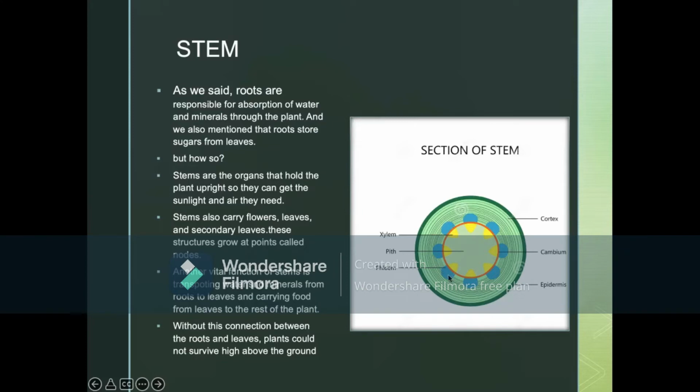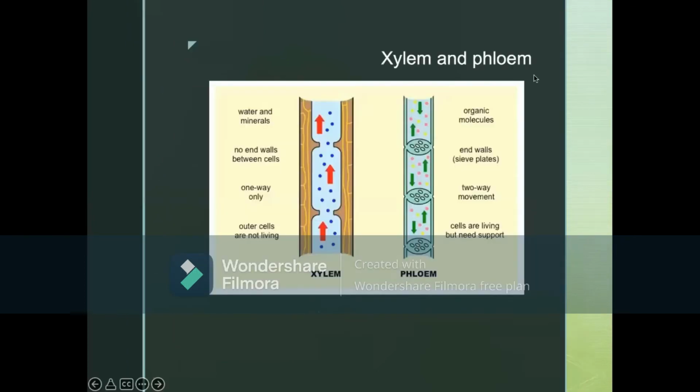While we have the phloem, which points outwards, and this is responsible for the transport of nutrients and sugars from the leaves down to the roots. Since we have phloem and xylem in the roots, the stem, and the leaves, the transport is possible between those organs. So let's talk a bit about the xylem and the phloem.